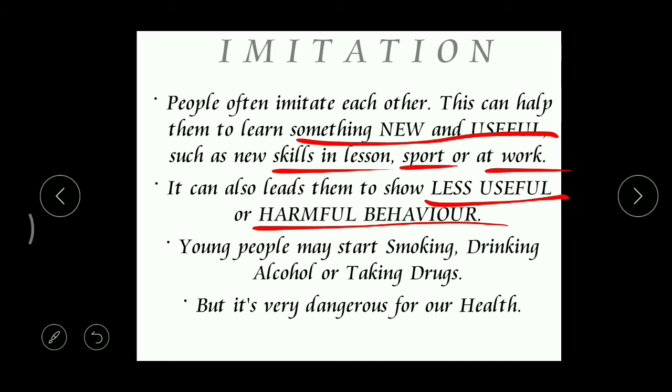So for example, if the father is a smoker, then what happens? If the child is observing his father smoking daily, continuously, then he may feel that as my father is smoking, it is not a bad thing, and so why can't I try once, like this? In this way, this is the reason how these kids are habituated to smoking, drinking, and all the things.